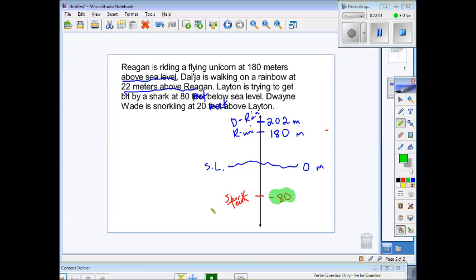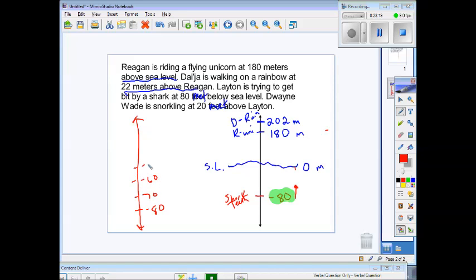Now, how are we going to figure out where Dwayne Wade is? Well, think about it. If he's above Leighton, we know he's going to be up here somewhere, right? So if negative 80 is right there, what would 20... Okay. So getting back to this, you got to think about it like this. If I actually had a number line, you got to give me a second, and I wanted to count these by tens, this is what it would look like.